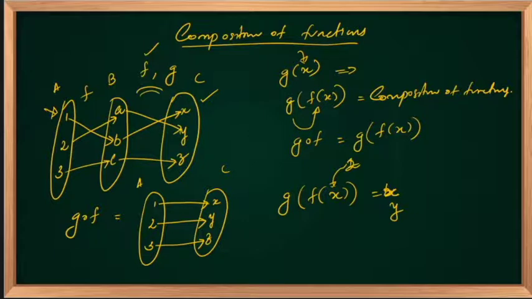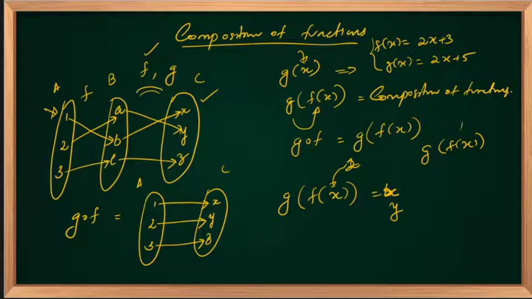Also you can represent this algebraically. For example, let's assume you have f of x equal to 2x plus 3, and g of x is the function 2x plus 5. So you have two functions. Then what is g of f of x? You give x, f of x is going to return 2x plus 3, so that will be equal to g of 2x plus 3. What is g of 2x plus 3? Instead of x, you have to give 2x plus 3. The answer will be 2 into (2x plus 3) plus 5, and that will be equal to 4x plus 11.